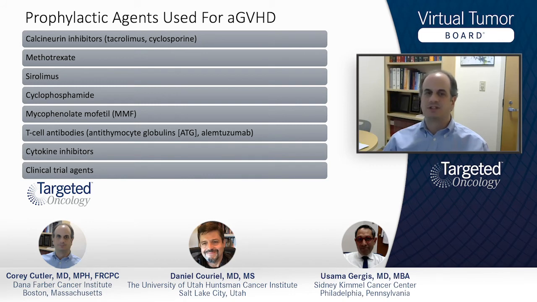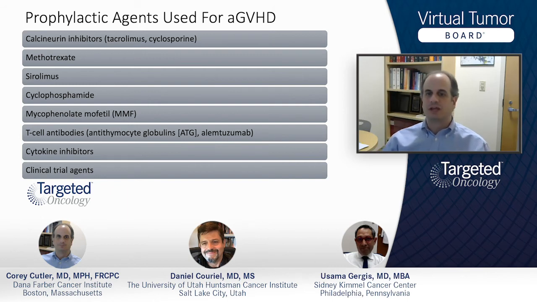This slide demonstrates the agents that we commonly use for prevention. As I mentioned before, the calcineurin inhibitors and methotrexate are used commonly at our institution and at several others. The mTOR inhibitor sirolimus is commonly used. There is an increasing use of the agent cyclophosphamide to prevent graft versus host disease. This has been pioneered by physicians at Hopkins in Baltimore and has predominantly been used in haploidentical transplantation, but more recently has started to be used in unrelated donor transplantation.